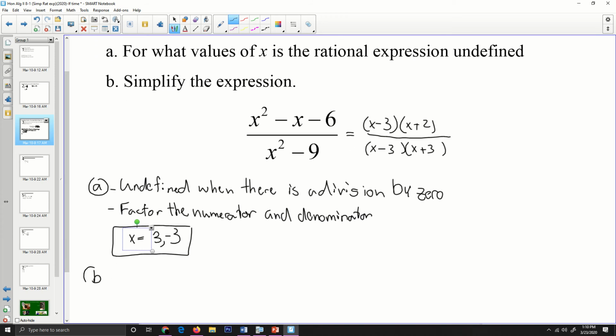And then for part b, if we want to simplify the expression, I see that I can cancel out an x minus 3 in the top and an x minus 3 in the bottom. And so my final answer for this one is going to be x plus 2 over x plus 3. Put a box around that, and we are done. All right, next one.